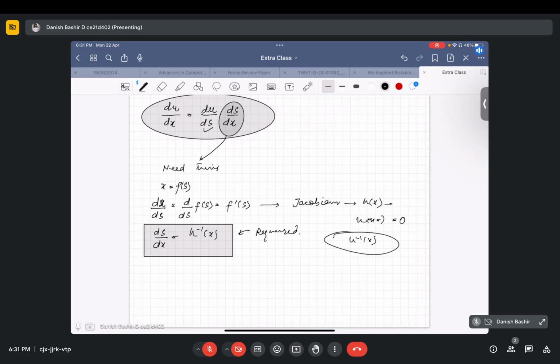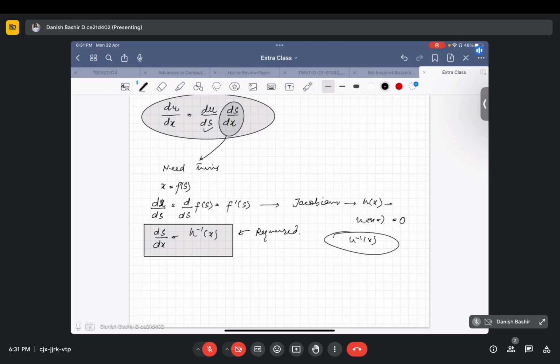But in 2D problems, the Jacobian is a matrix, and it should not be singular. That is, the determinant of the Jacobian should not be equal to zero. That is important there. Okay.